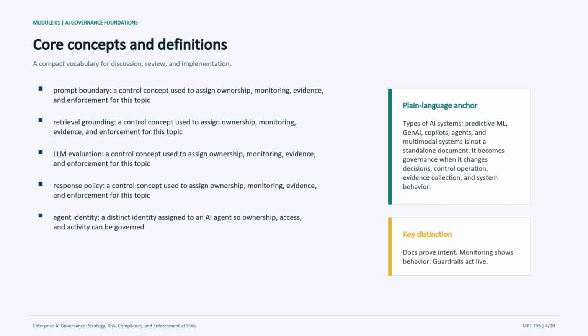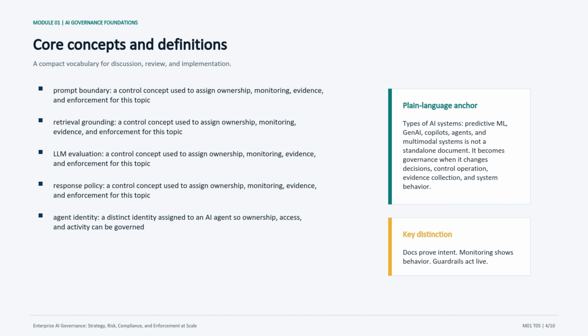The plain language anchor is the most important message on this slide. Types of AI systems: predictive ML, Gen AI, copilots, agents, and multimodal systems becomes governance only when it changes decisions, control operation, evidence collection, or system behavior. I also want to emphasize the distinction in the lower callout. Documents prove intent, monitoring shows behavior, and guardrails act live. Those three layers work together, but they are not interchangeable.